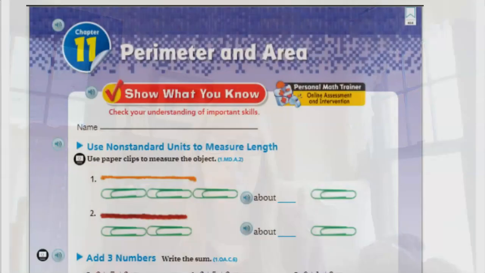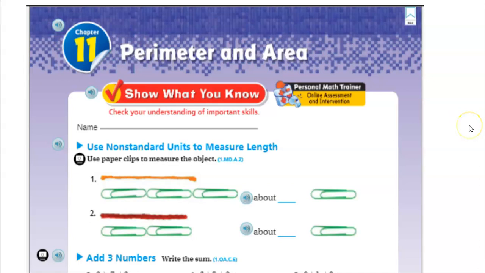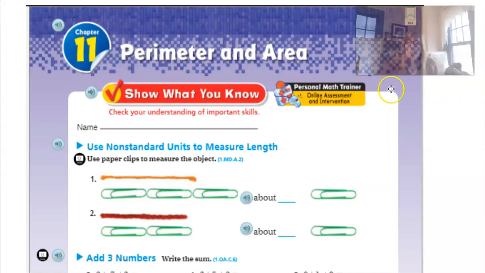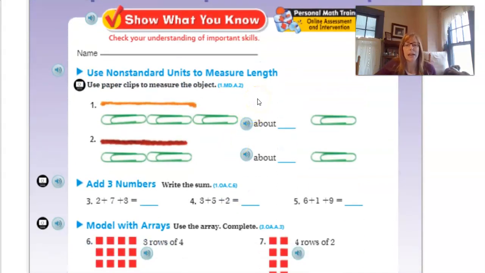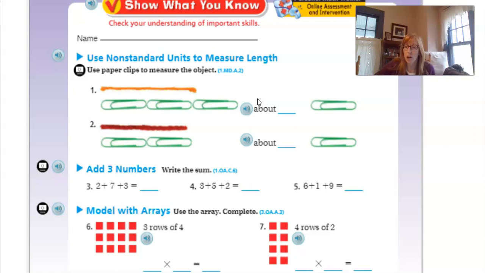Hopefully you've opened up your books and we are on page 623. And so it says perimeter and area. So if you're looking, it says show what you know. Check your understanding of important skills. So it says use non-standard units of measurement for length. And we've talked about standard and non-standard.